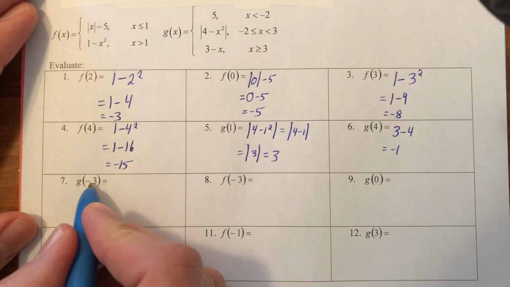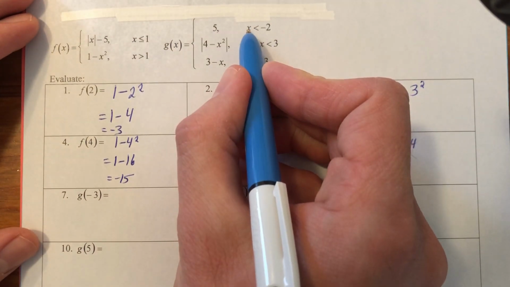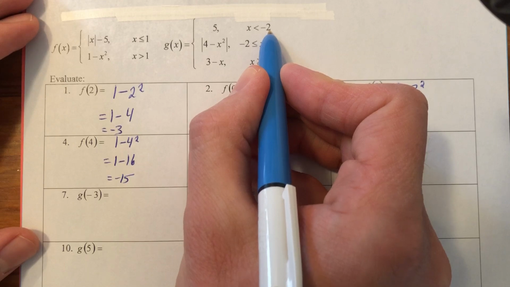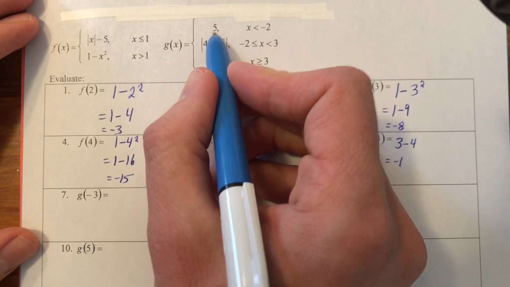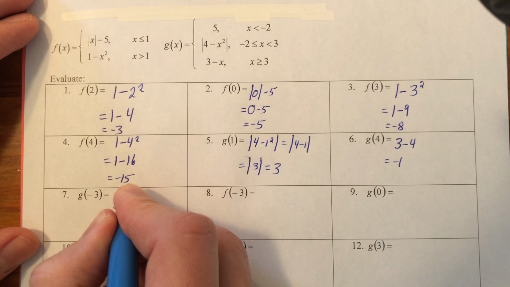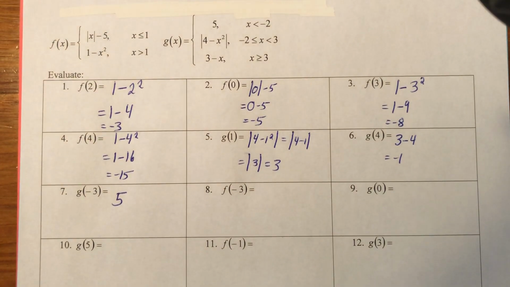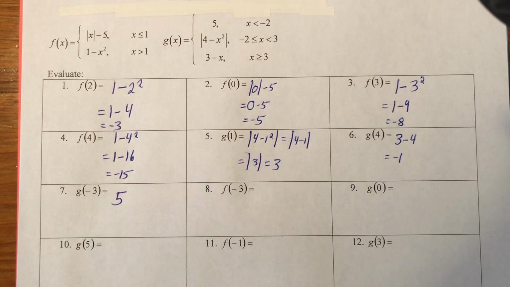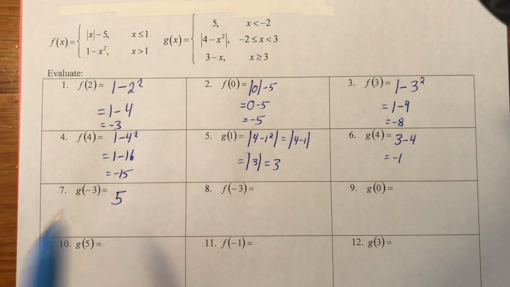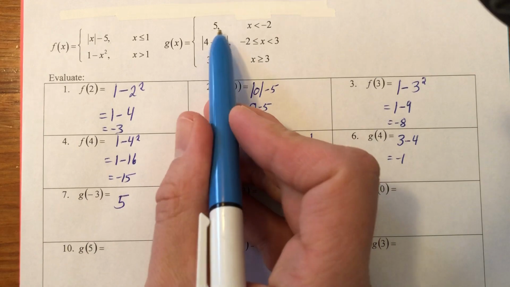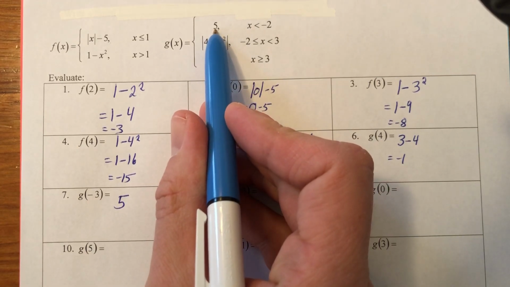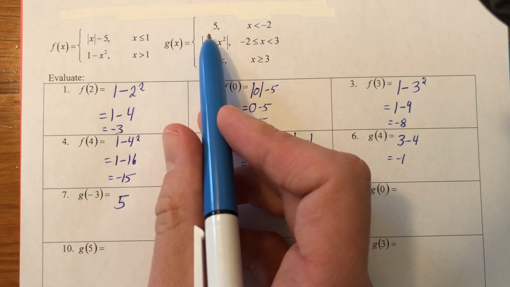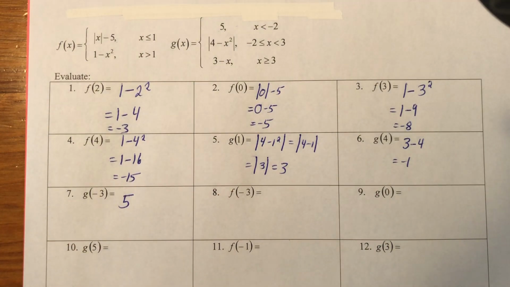Okay, g of negative 3. Negative 3 is less than negative 2. So we come over here and we say, well, I'll just use 5. And then we're done. Okay, and this confuses a lot of people because they'll say 5 and then times it. No, not 5 times anything. You're not multiplying, it's 5. It's not 5 times x, it's not 5 times negative 3, it's not 5 to any power, it's 5. It's just 5. That's it, just 5. Don't make it harder than it is.